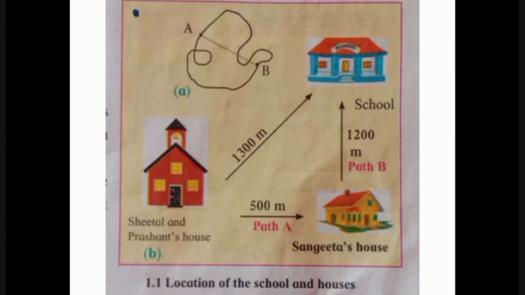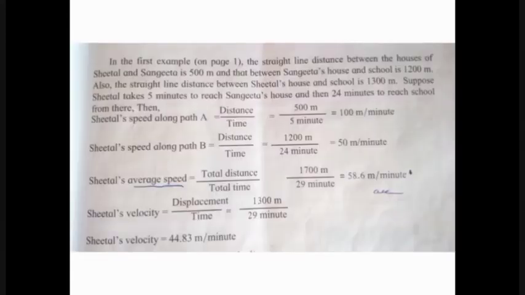So in this case, Sheetal's speed along the path A, that is distance upon time. Now the distance covered is 500 meter and the time required is 5 minutes. Therefore, Sheetal's speed becomes 100 meter per minute. Here the time is measured in terms of minute, hence the unit becomes meter per minute.